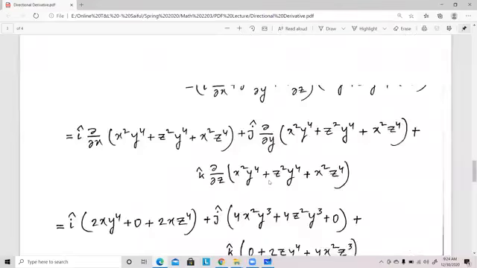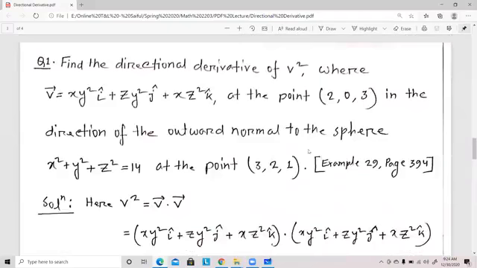There are many points on the sphere, we know, but we have to find the normal to the sphere at which point?